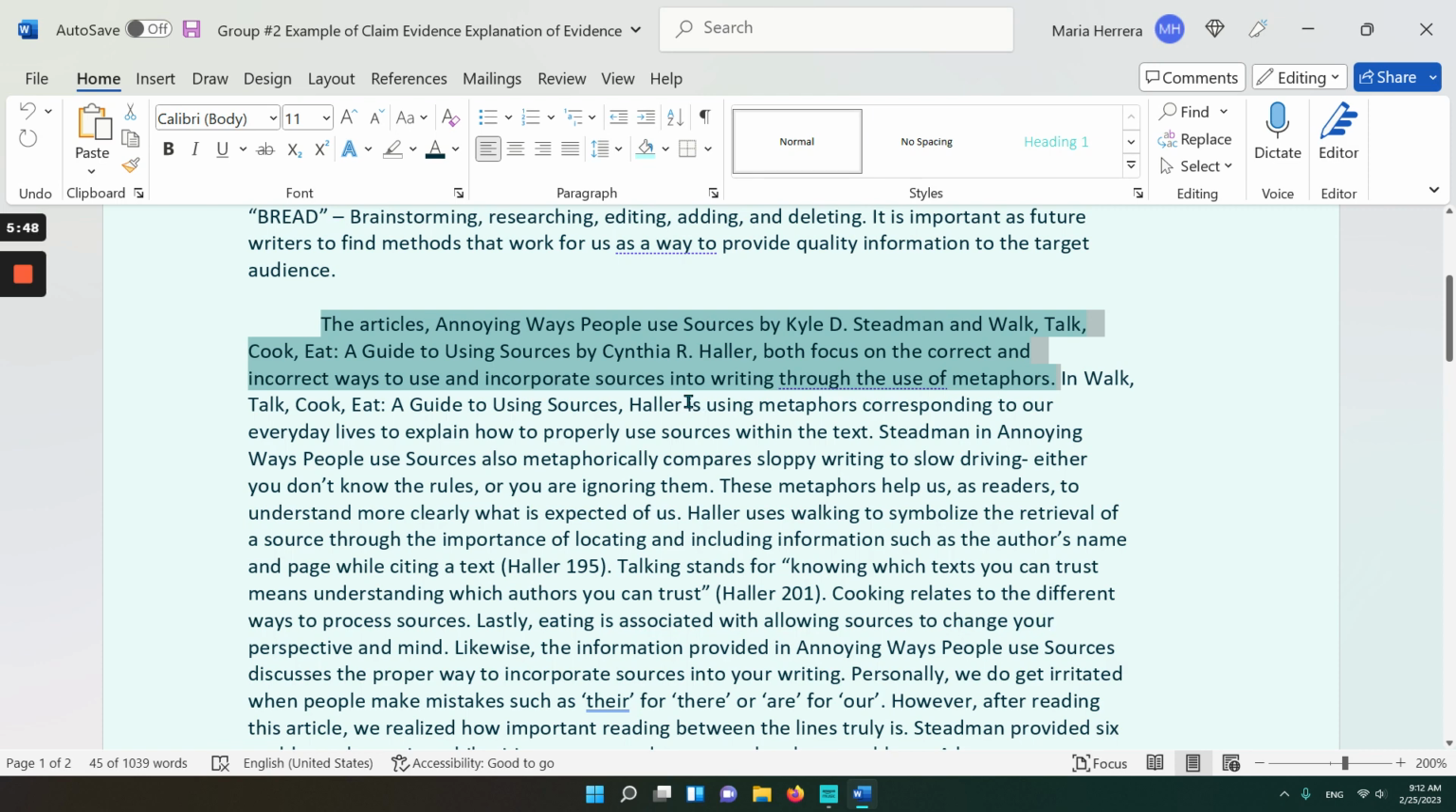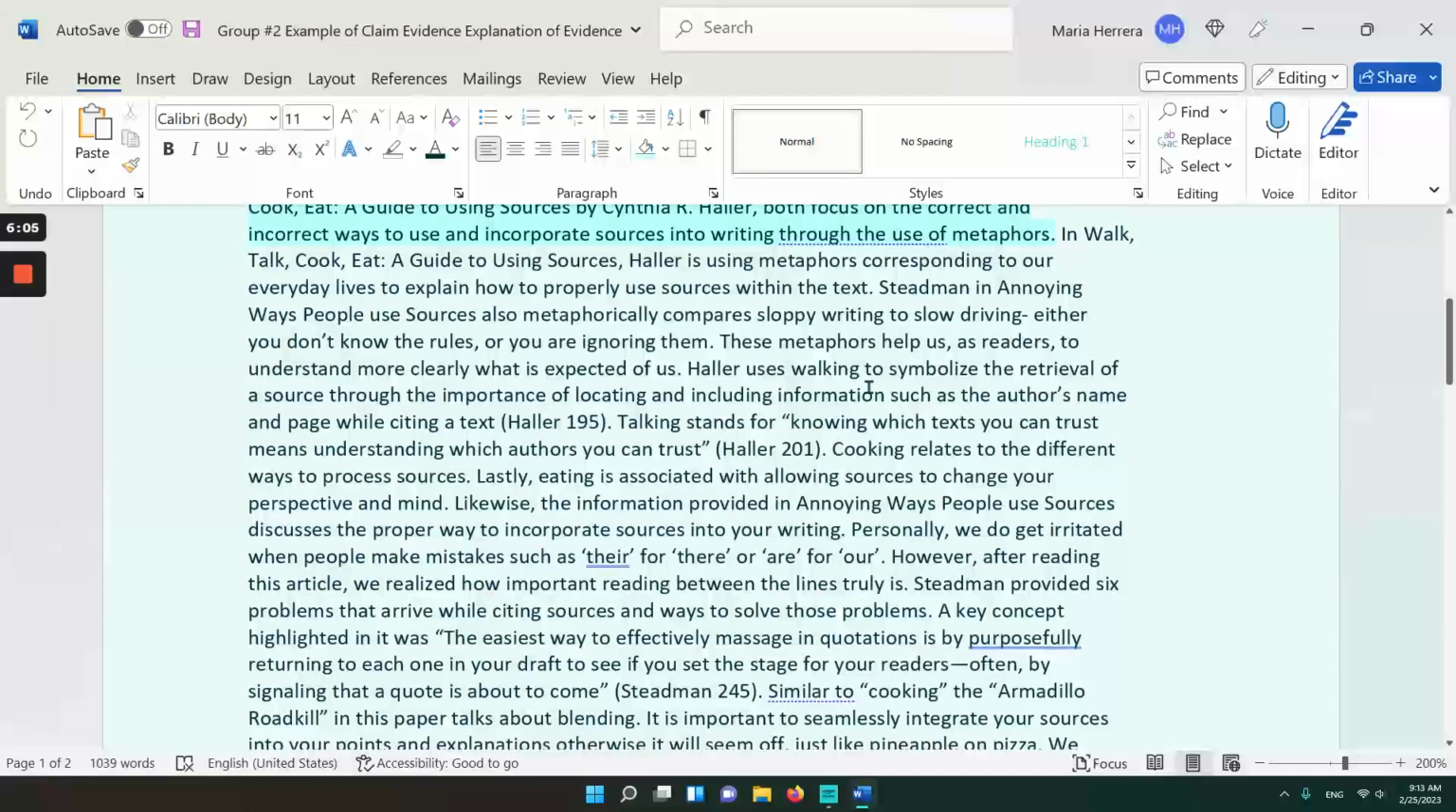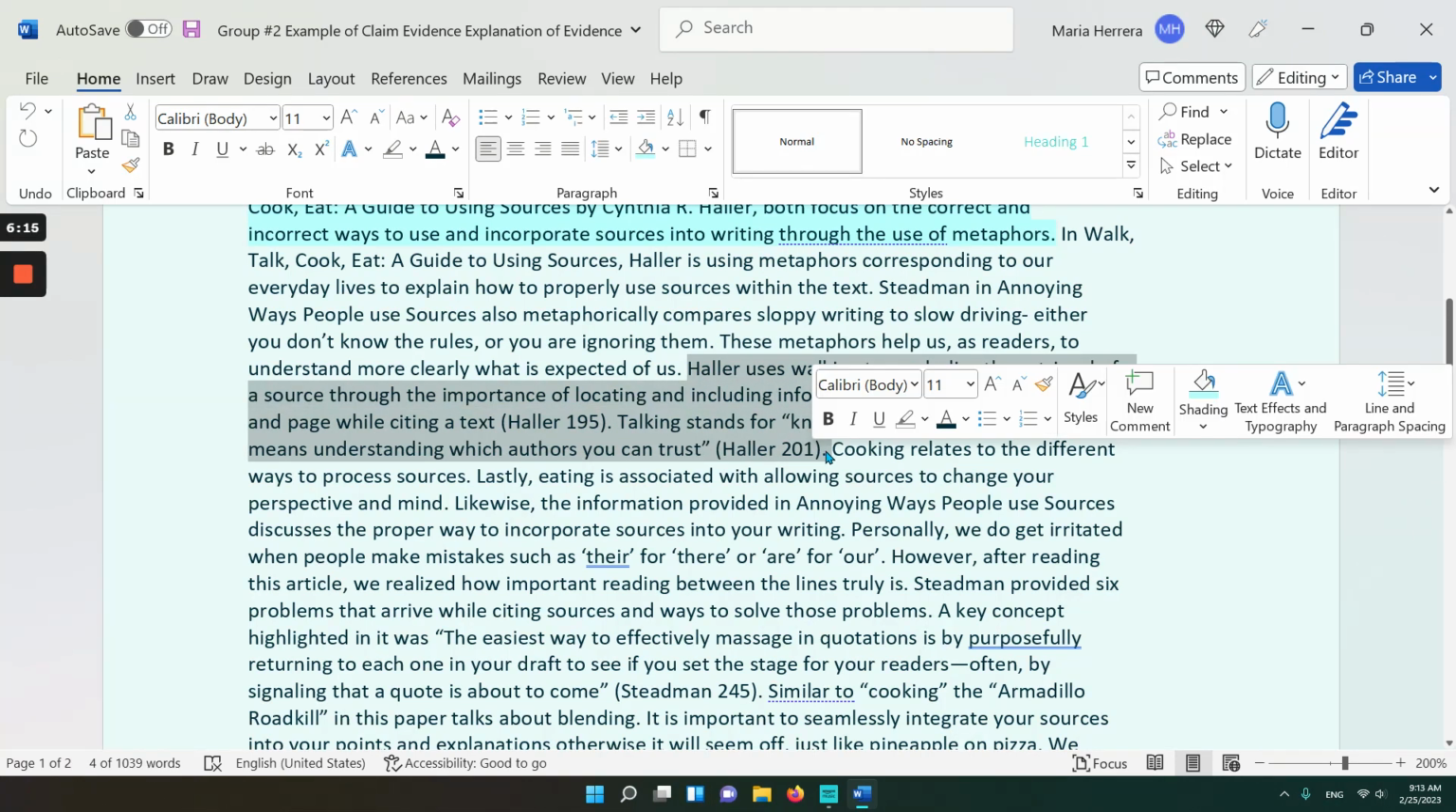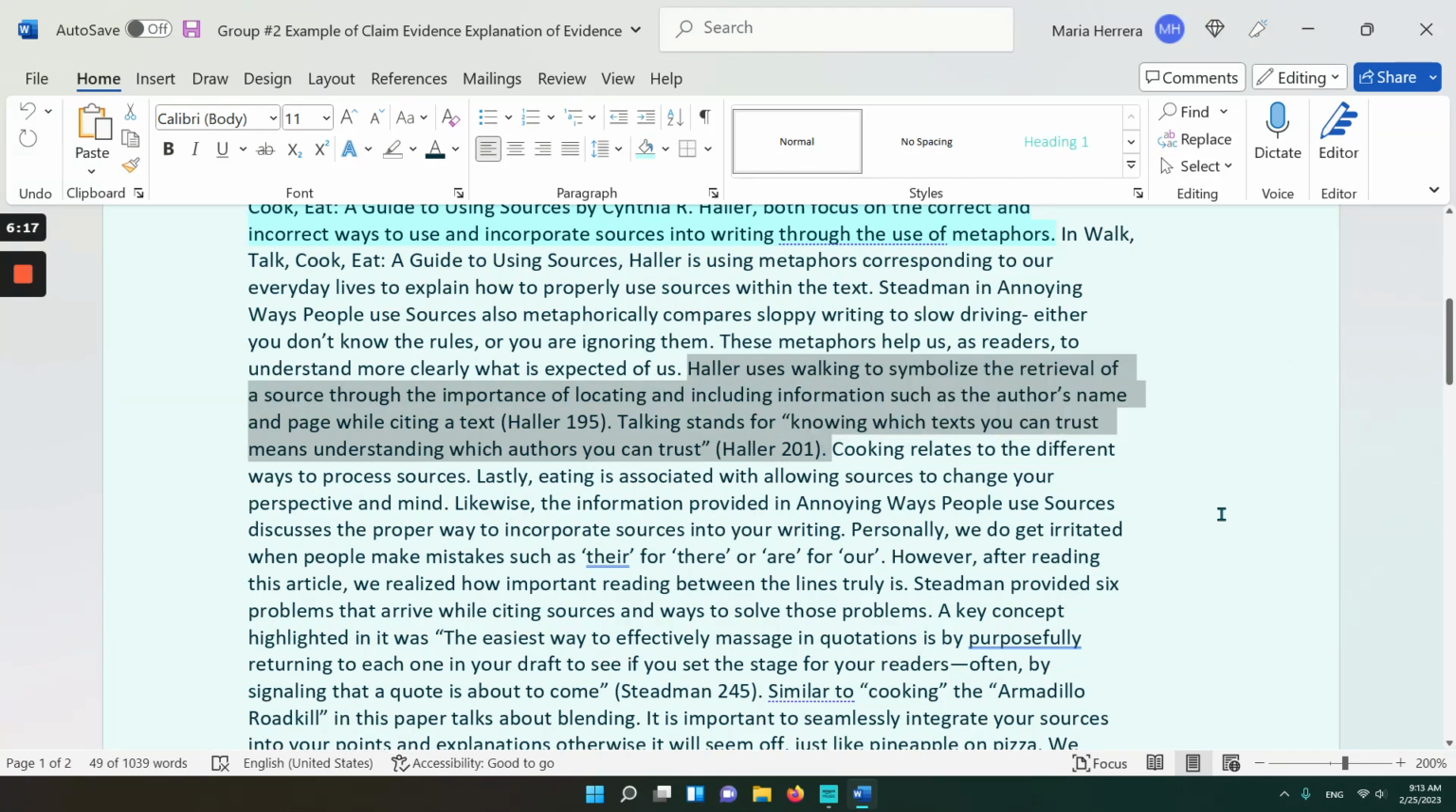So we talked about metaphors. Okay, that works. And then we're looking at Stedman, who also has metaphors. So we're going, okay, there's a topic there. Why is that topic not being mentioned? They will do it in the revision. And look, the metaphors again help us as readers to understand more clearly what is expected of us. So this is working. Now, we have evidence at this point in time. And I'm going, yep, okay, this works.